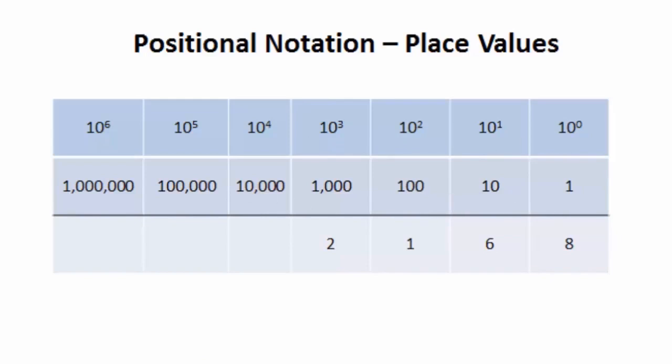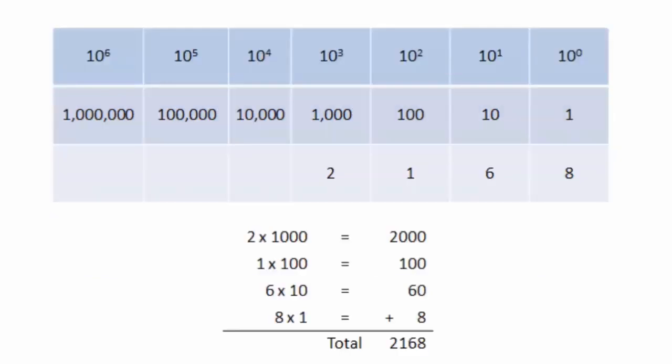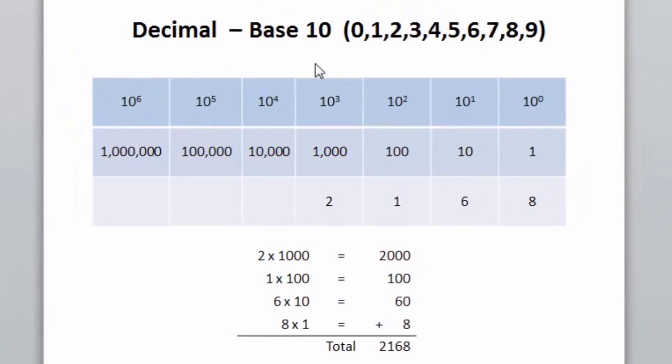If we look at the number 2,168 then, in long form, we can see that effectively we have 2 1,000s, 1 100, 6 tens, and 8 ones, and 2,000 plus 100 plus 60 plus 8 totals 2,168. This is the type of counting and addition that we learn as children. The decimal system is base 10.